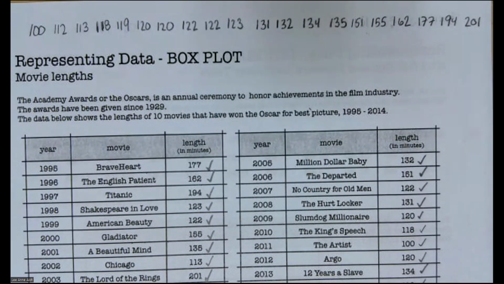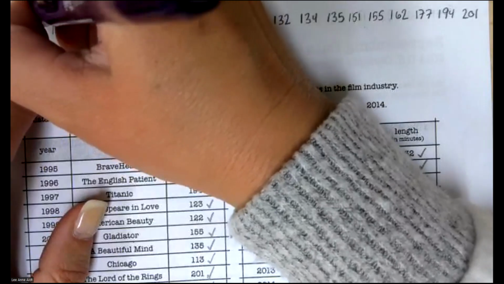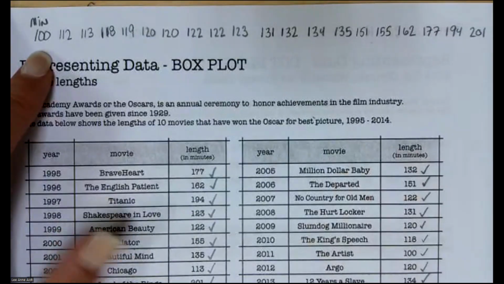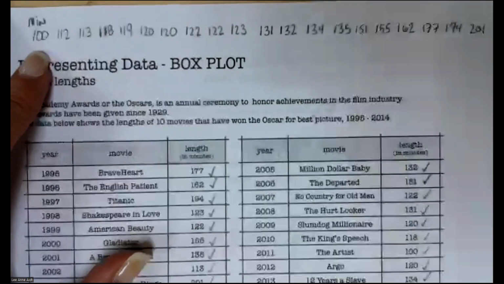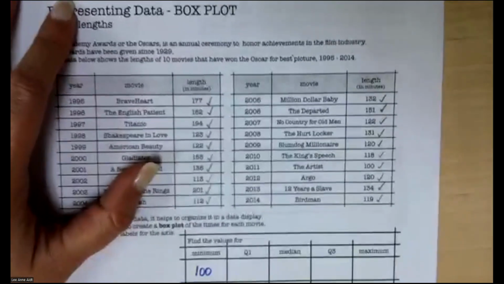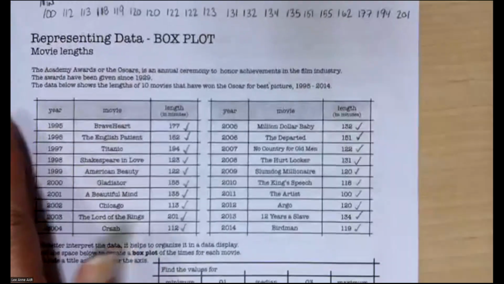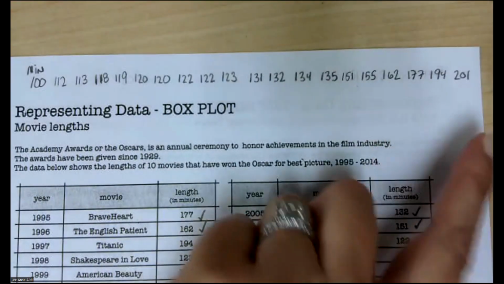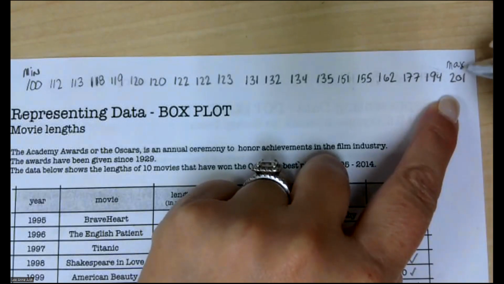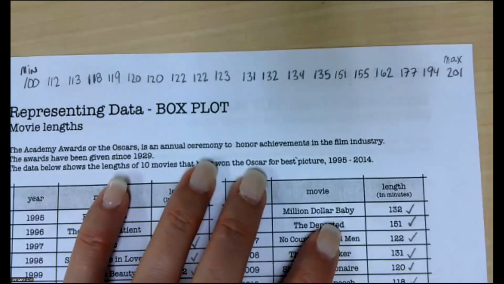Okay, so once you get them put in order from least to greatest, first thing you're going to do is identify the minimum number. Minimum number is the lowest one. And we're going to come down and put that in this box down here that says minimum. So there. The next number we're going to find is the maximum. Maximum is 201. So I'm going to write 201 in the maximum box.